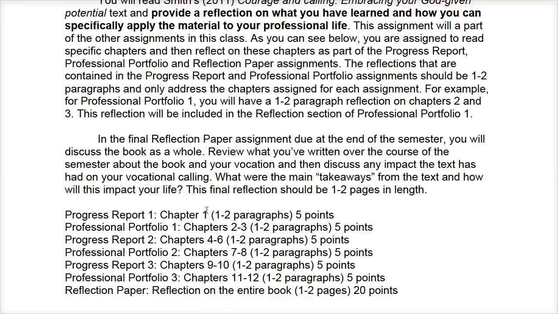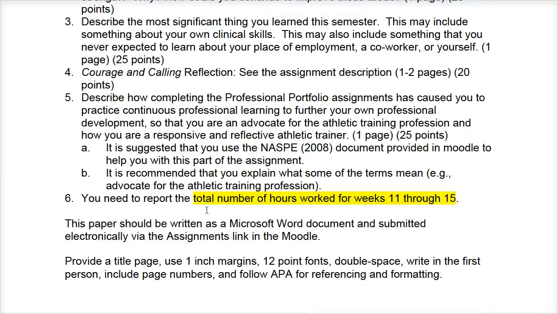What are some of the main takeaways from the text, and how will this impact your professional, personal life in general? So this reflection is about 1 to 2 pages in length.